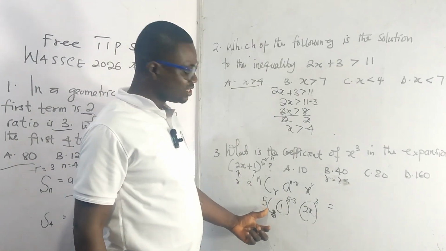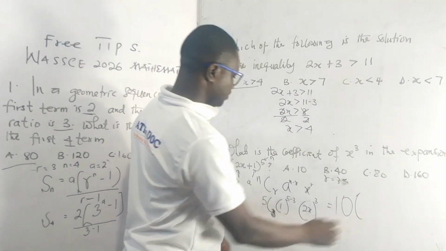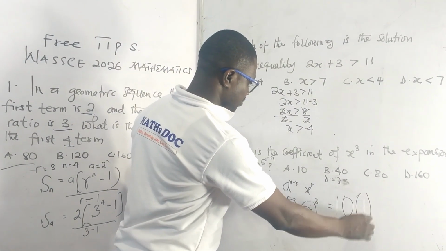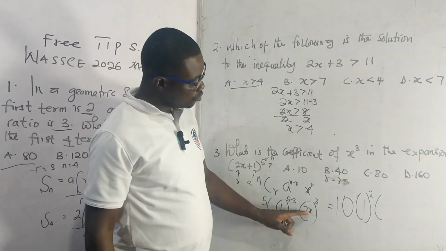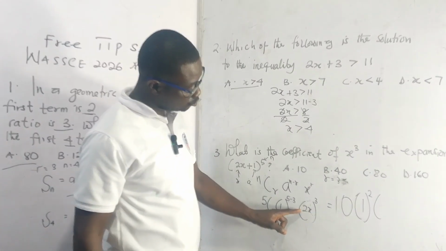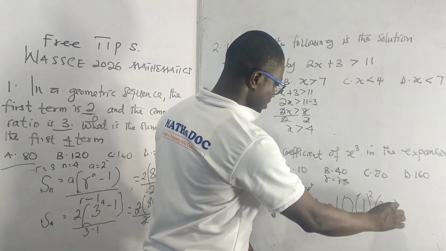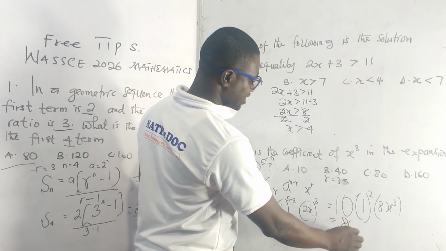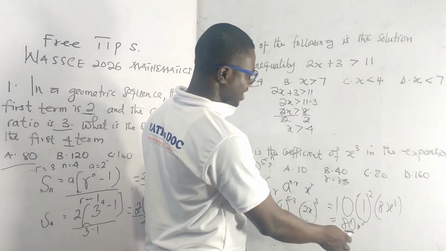Now from here, 5 combination 3, when you punch it on your calculator, will give you 10. Multiplying 1 raised to the power 5 minus 3 will give you 1 raised to the power 2. Remember, when you have 2x all raised to the power 3, the 3 is affecting the 2 and at the same time the x, so 2 raised to the power 3 will give you 8, and then we have our x cubed. Simplifying everything will give you 80x cubed. Now, what's the coefficient of x cubed? That is 80, and our answer is C.